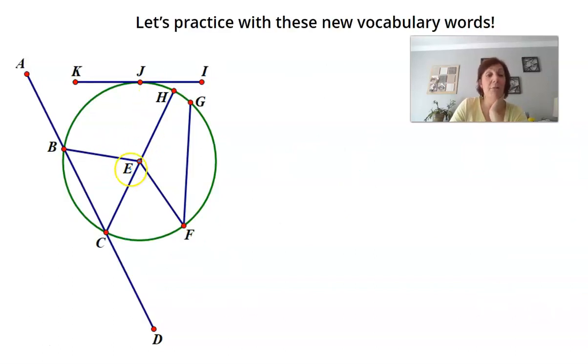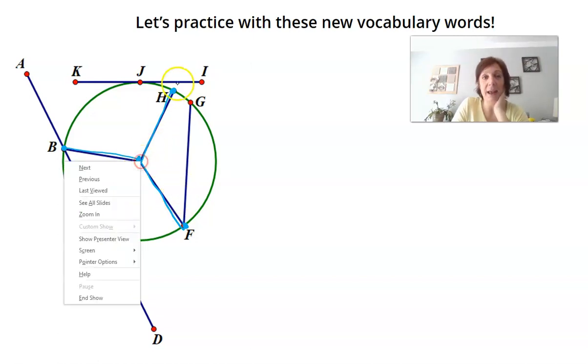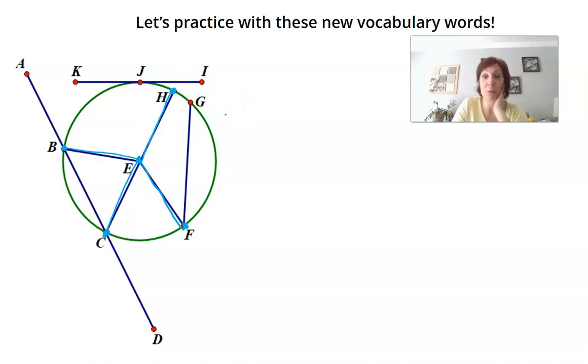Okay, so from my center, if I'm looking for a radius, it's got to come to the center if it's a radius, and out. So EH is a radius, EB is a radius, EC is a radius, and EF is a radius. All four of those lines are radii. Any line that starts at the center and heads out to the edge is going to be a radius.